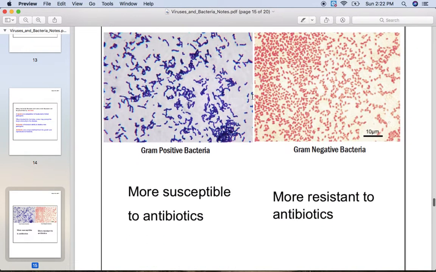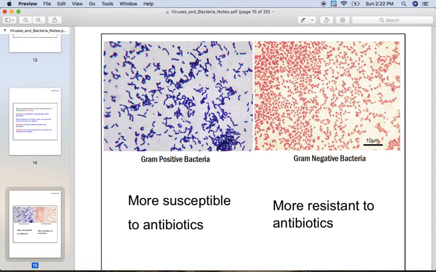So if you do have a bacterial infection, how do you know, or how does your doctor know, what antibiotic to give you? Well, if you take bacteria and you use something called a Gram stain, some of them turn purple and some of them turn pink. Gram-positive bacteria turn purple and Gram-negative bacteria turn pink. And for the Gram-positive bacteria, we can use some of the more simple antibiotics.